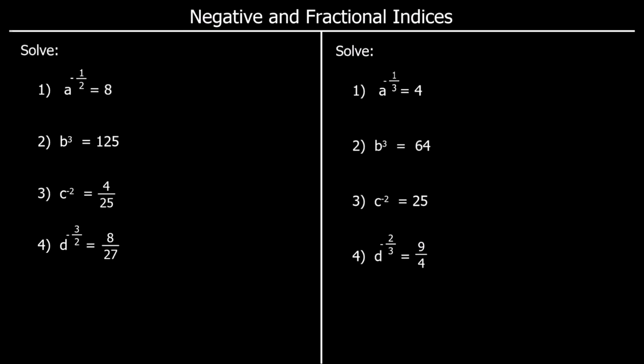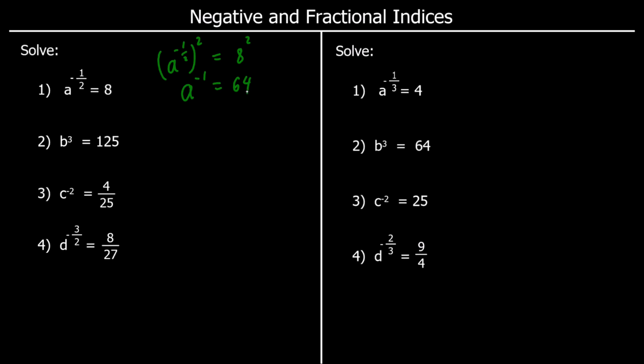So if I squared both sides, I'll have a to the power of minus a half, squared, equals 8 squared. When we have a power to a power, we just times the powers. Half of 2, they cancel out. That's why we did it. So we get a to the power of minus 1 is equal to 64.